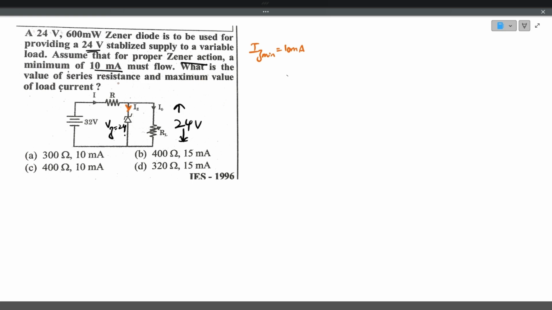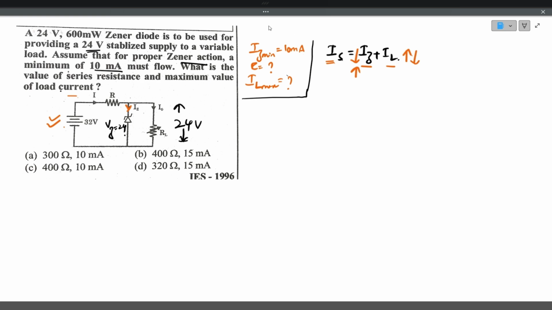What is the series resistance and the maximum value of the load current? So he's asking for the series resistance and the maximum load current, IL max. Now we have two parts here. One is IS, the series current. Series current is equal to IZ plus IL. So the variable parameters are load current and Zener current. If load current increases, Zener current reduces. If load current reduces, Zener current increases. And IS mostly remains constant because the input voltage is constant.